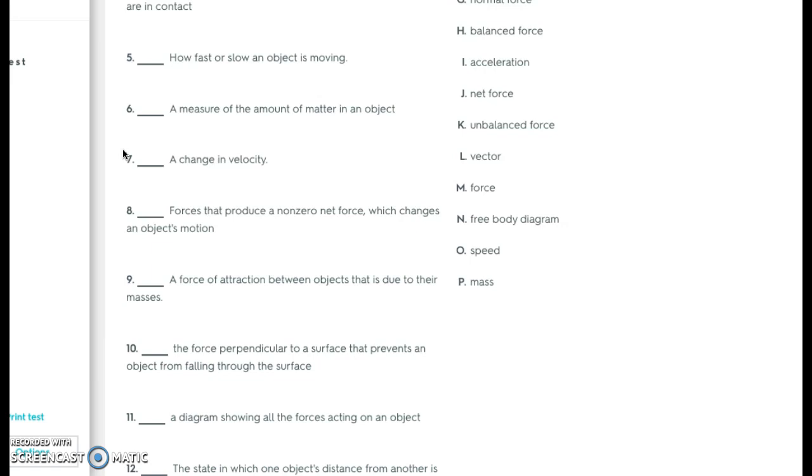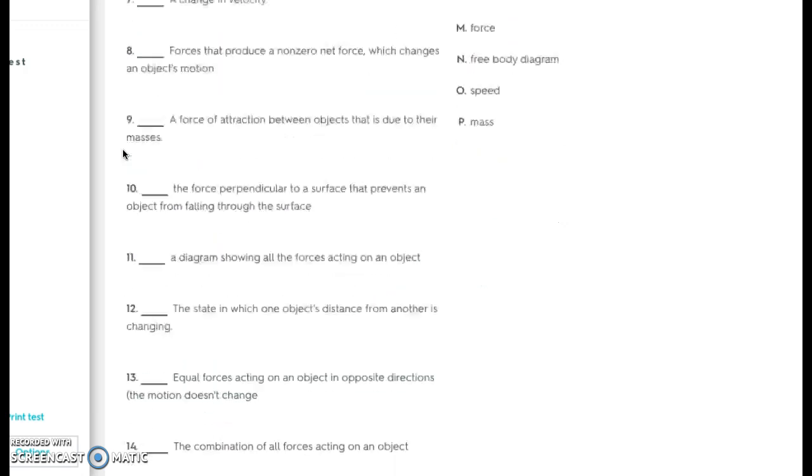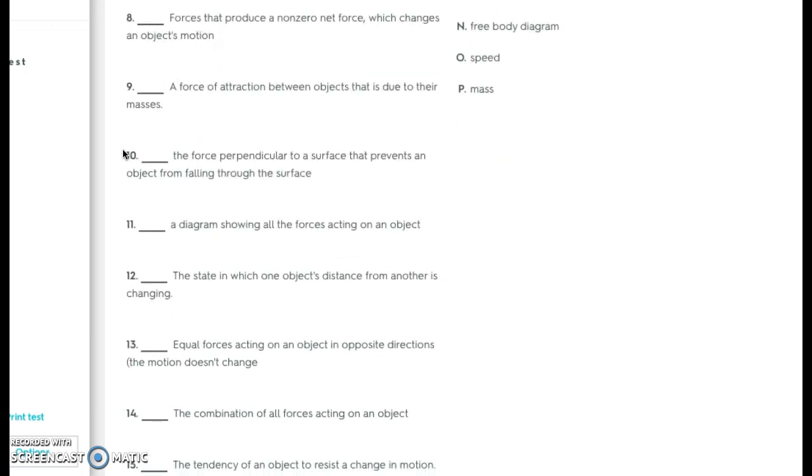Number 6, a measure of the amount of matter in an object. Number 7, a change in velocity. Number 8, forces that produce a non-zero net force which changes an object's motion. Number 9, a force of attraction between objects that is due to their masses. 10, the force perpendicular to a surface that prevents an object from falling through the surface.